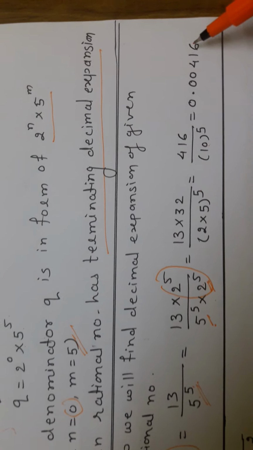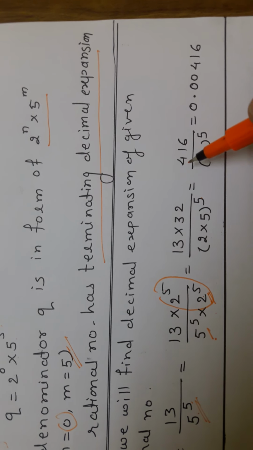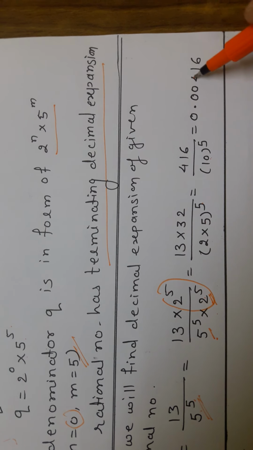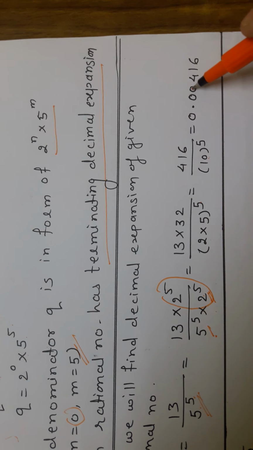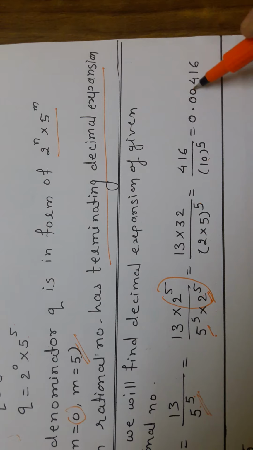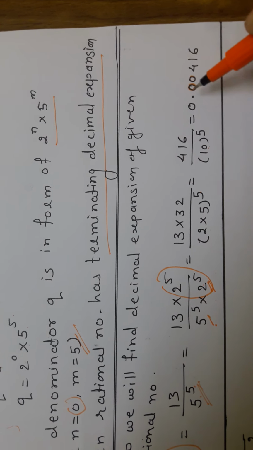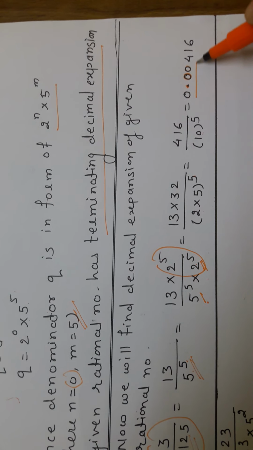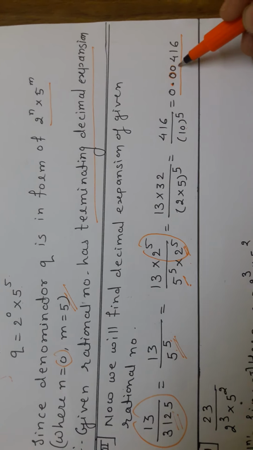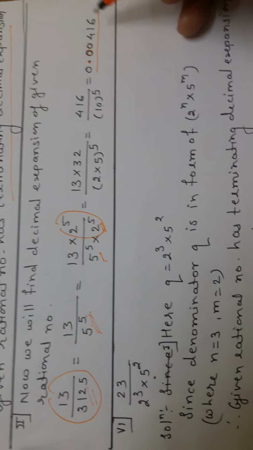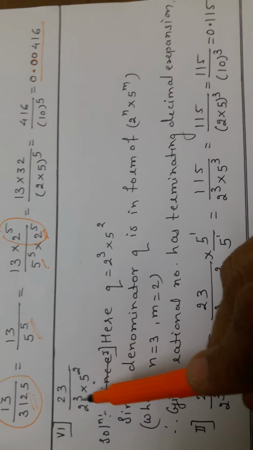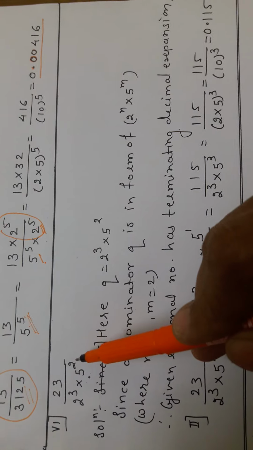This means I have to put the decimal point after 5 places, that is 1, 2, 3, the 4th place is not there, the number is not there, that's why we will put 0 here, then for the 5th again 0, then the decimal. That's why we get the decimal expansion 0.00416. Sixth problem: 23 upon 2 raised to the power 3 into 5 raised to the power 2.